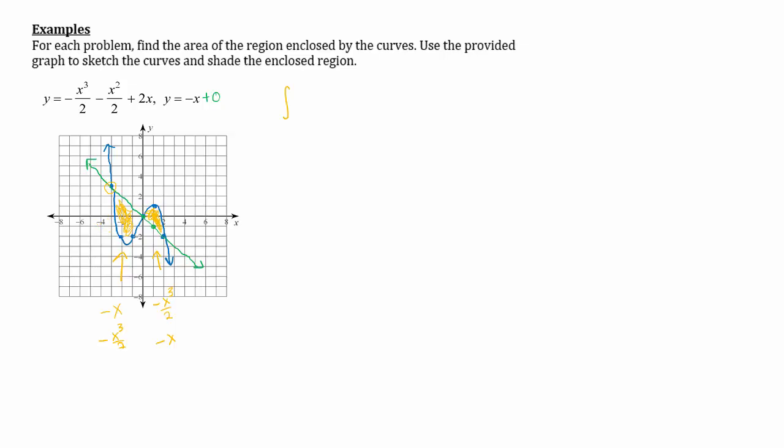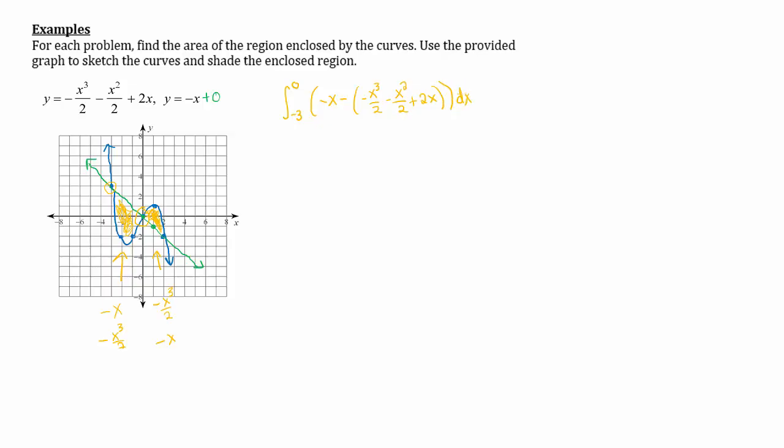It starts at -3, and then our next intersection point is at 0. So our first integral is going to go from -3 to 0. We're going to do top minus bottom, and so for the first one, the top is -x. Then we're going to subtract -x cubed over 2 minus x squared over 2 plus 2x. And that's our first one.